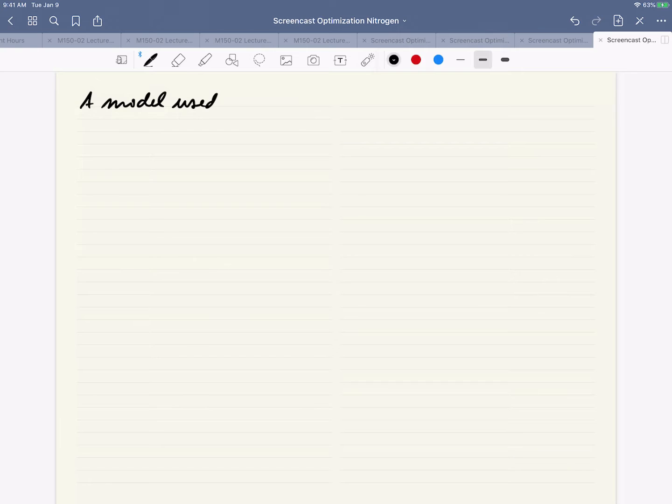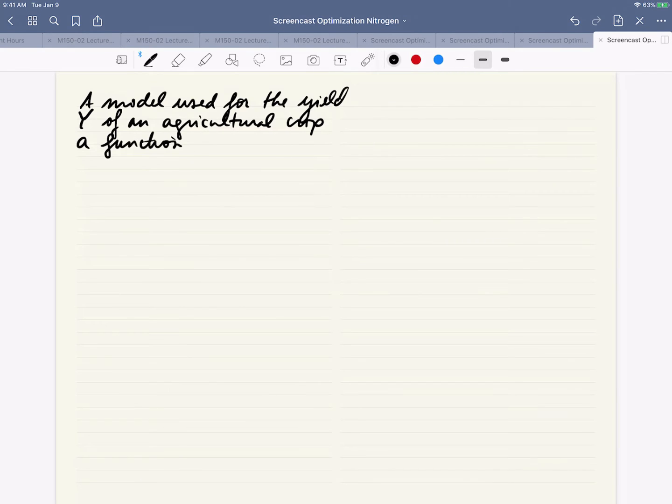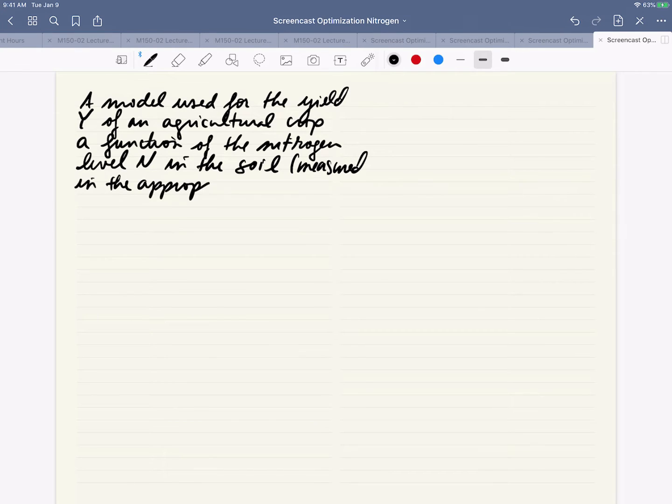A mathematical model used for the yield, which will denote y, of an agricultural crop as a function of the nitrogen level in the soil, measured in the appropriate units, is given by y equals k times n all over 1 plus n squared, where k is a positive constant.